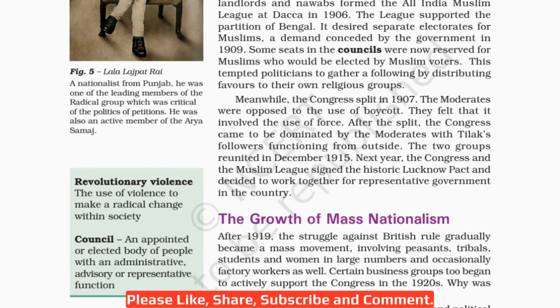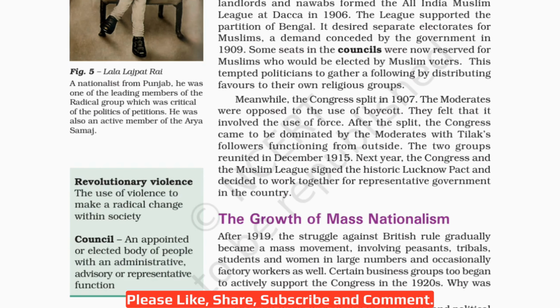Then, meanwhile, the Congress split in 1907. The moderates were opposed to the use of boycott. They felt that it involved the use of force. After the split, the Congress came to be dominated by the moderates, with Tilak's followers functioning from outside. The two groups reunited in December 1915. Now, these two groups reunited in December 1915.